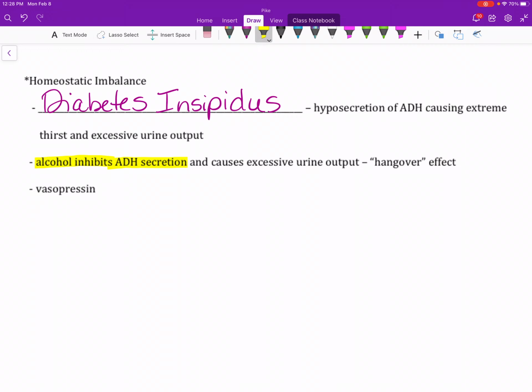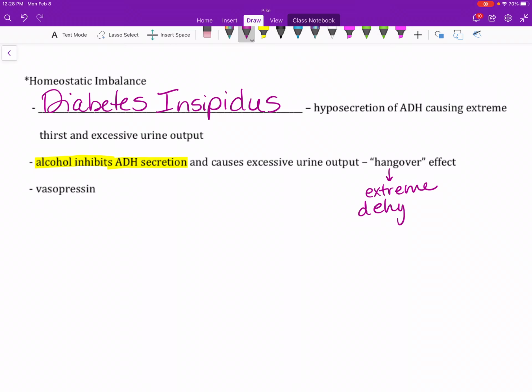So all the fluid that comes through the kidneys, when your kidneys are filtering your blood, all that fluid is just urinated out. So it causes extreme urine output. And so the hangover effect, if you've ever watched movies where people have drank alcohol and they have what's called the hangover, there's movies about that. That hangover is just extreme dehydration.